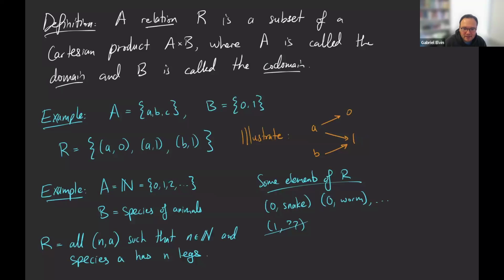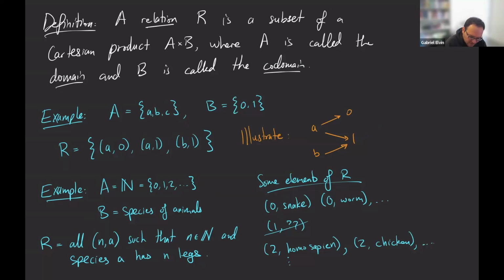And then 2, lots of 2-legged animals, right? People, Homo sapiens. 2, chicken, lots of ordered pairs. There are lots of four-legged animals, et cetera, right? So the list goes on.